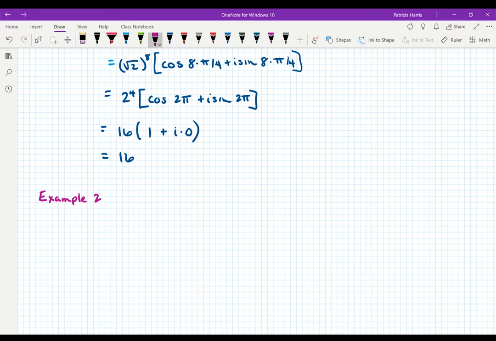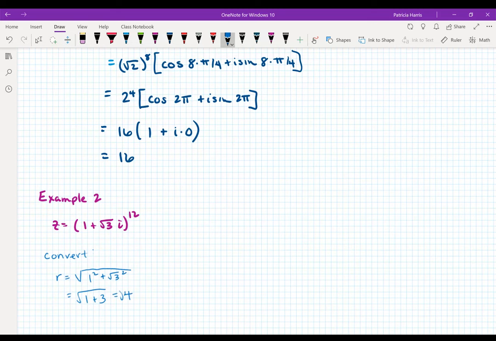All right, so let's take and make our z 1 plus square root 3 i raised to the 12th. Okay, so first convert. So r would be 1 squared plus radical 3 squared. So that would be 1 plus 3, which would be square root of 4, which is 2. Hey, that's not so bad.